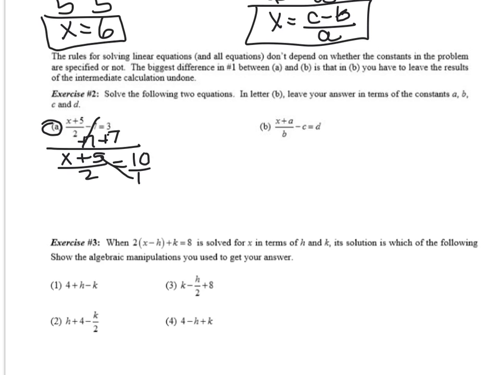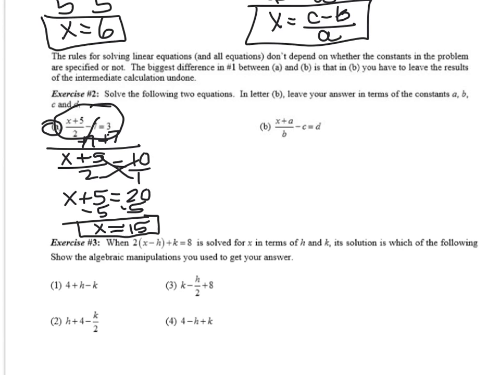1 times x plus 5 is x plus 5. The equals goes in the middle. And 2 times 10 is 20. To finish getting x by itself, we subtract 5 from both sides, and we get x is equal to 15. It's a numerical answer because if you look at our original equation, there's only one variable missing.